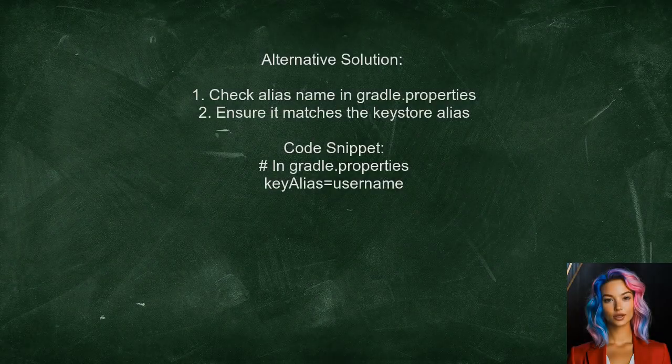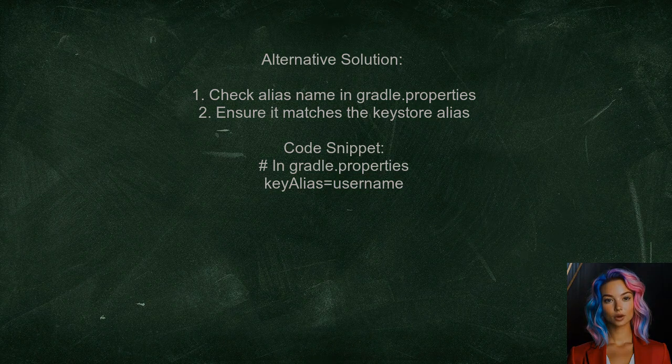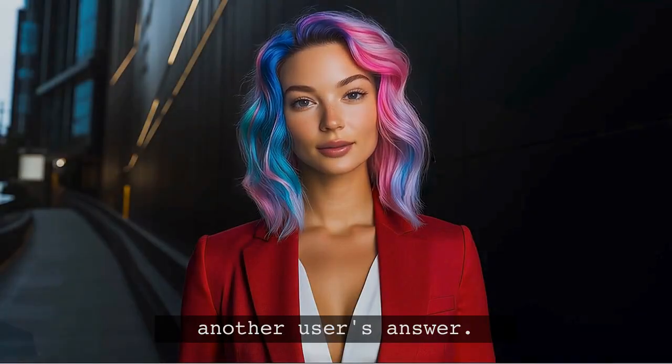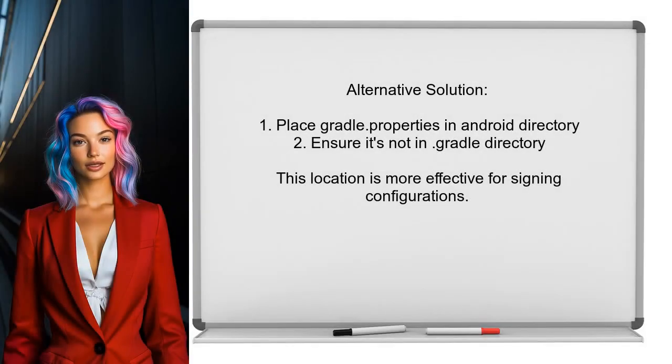An alternative solution from another user suggests ensuring that the alias name used in your gradle.properties file matches the one you used when creating your keystore with KeyTool. Let's take a moment to review another user's answer. An alternative solution from another user suggests placing your gradle.properties file in the Android directory. They found that this location works better than the .gradle directory, which may not be recognized by the system.